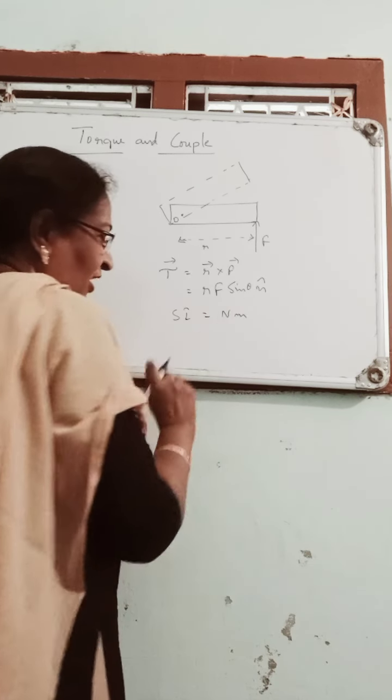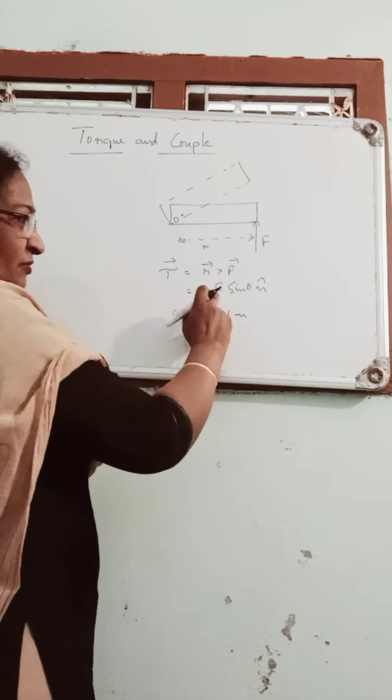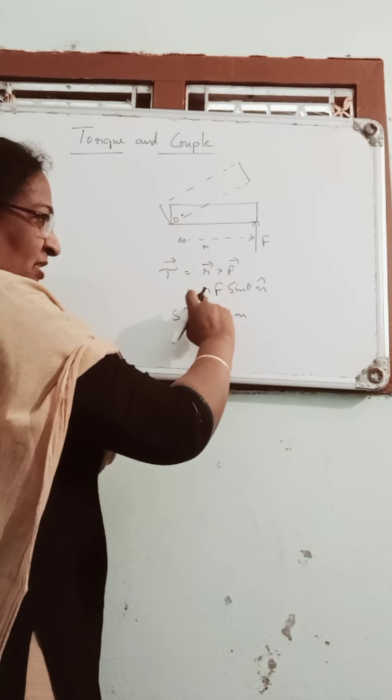The SI unit of torque is Newton meter. Why is it Newton meter? The SI unit of force is Newton and displacement is meter. So Newton meter is the SI unit of torque.